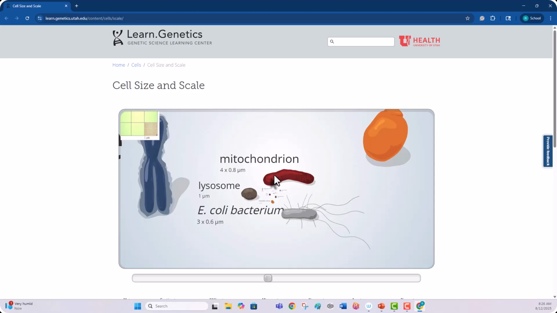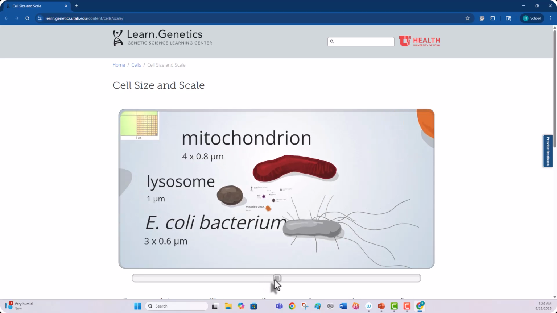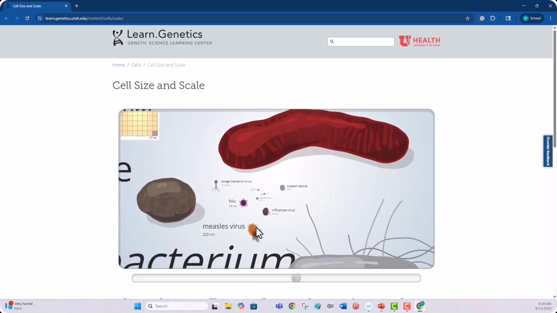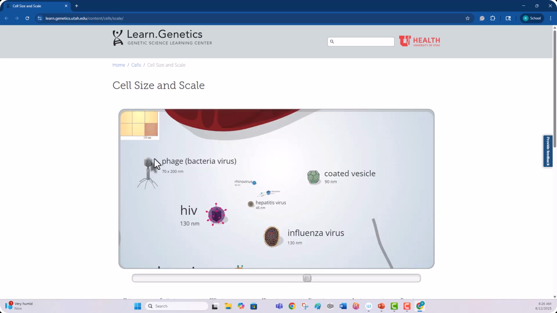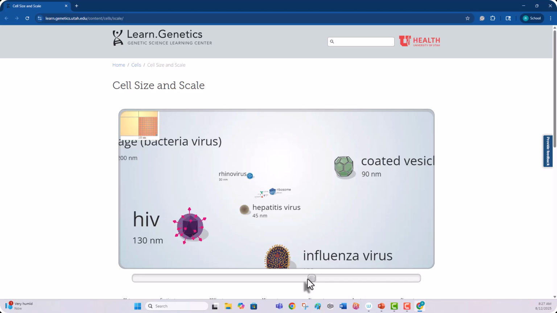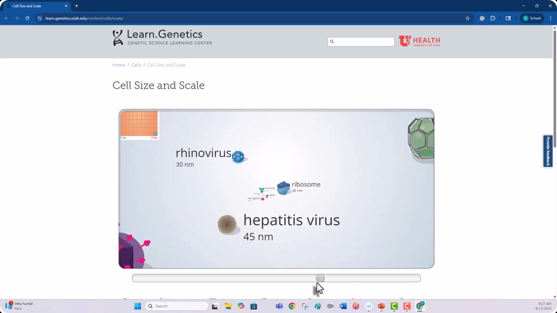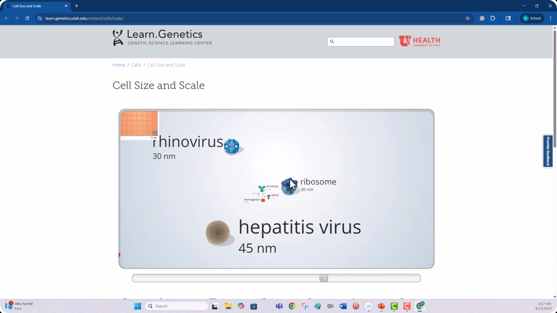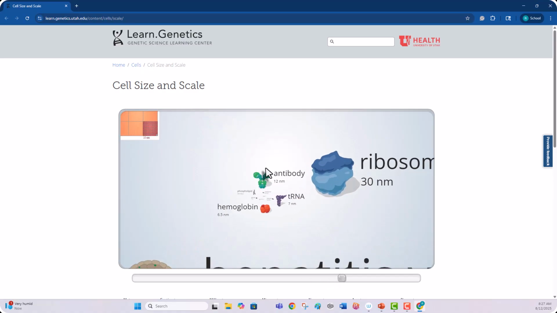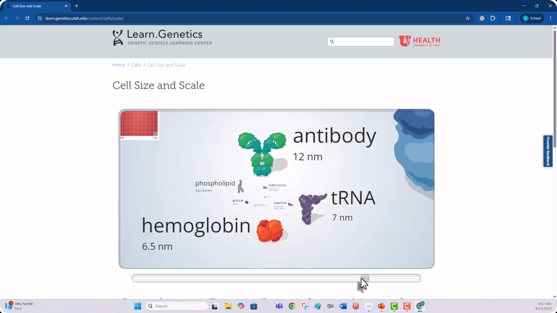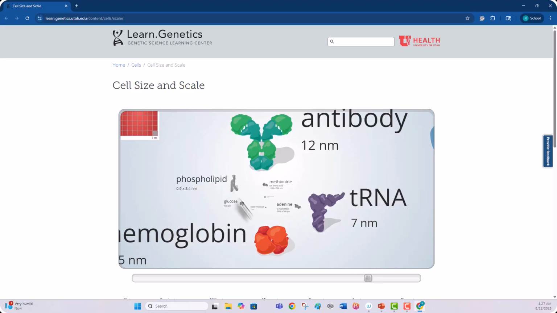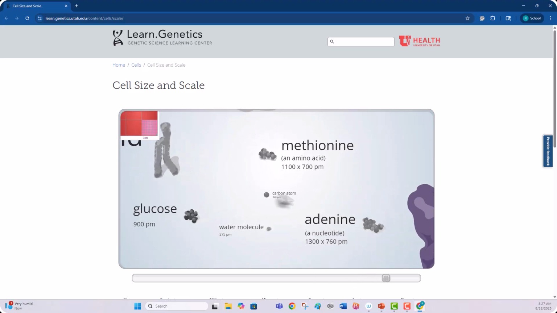Here's the old powerhouse of the cell, the mitochondria. Here's E. coli, which is a bacterium. And then we've got measles, which is a virus, HIV, influenza, all viruses, phage, which is a virus that infects bacteria. So viruses are smaller than cells. And then if we zoom in, a ribosome is an organelle that we'll talk about coming up, and that's smaller than a cell. Then we've got antibodies, which is a protein, tRNA, which is a type of RNA, hemoglobin, a protein, a phospholipid, which makes up the cell membrane, and so on and so forth all the way till we get to the carbon atom.